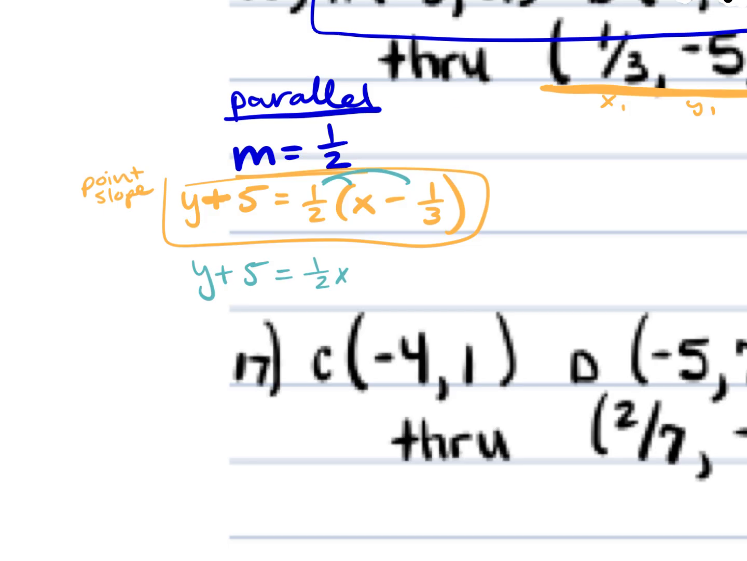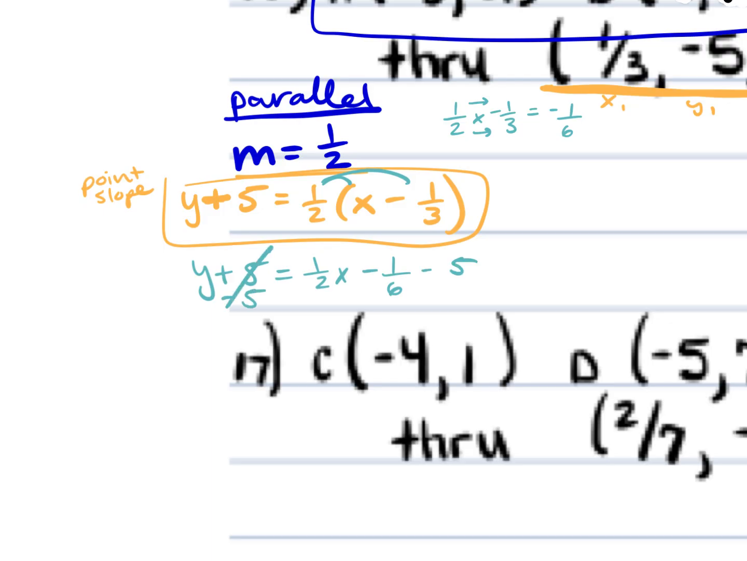When we multiply here, we have 1/2 times negative 1/3. Multiply straight across. Multiply the tops together and the bottoms together. We get negative 1 over 6. So minus 1 over 6. What would we do next? Subtract 5. Perfect.